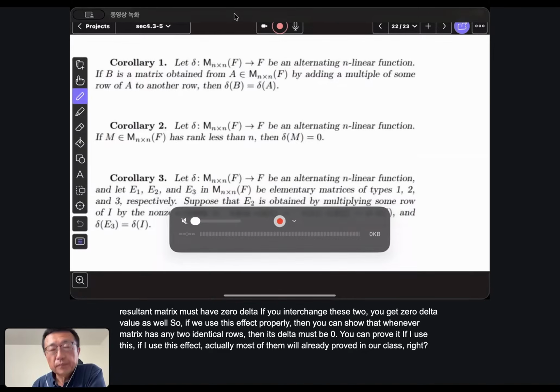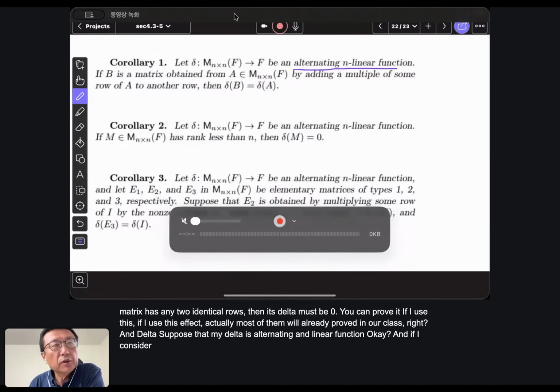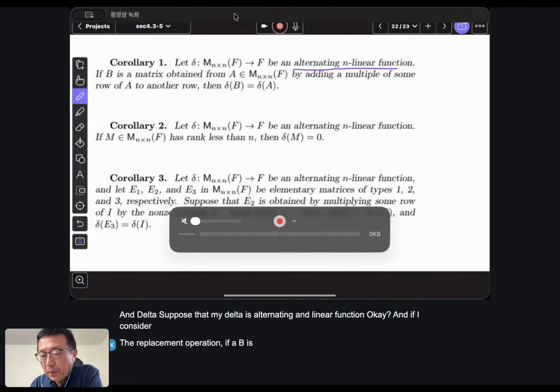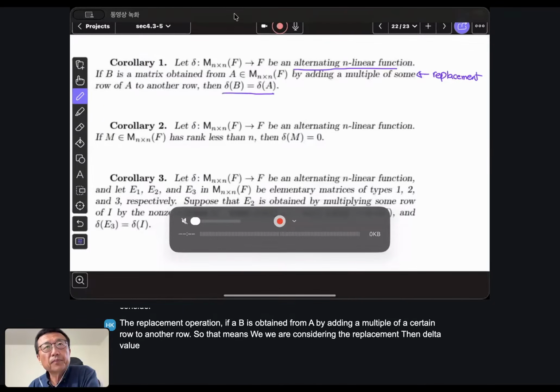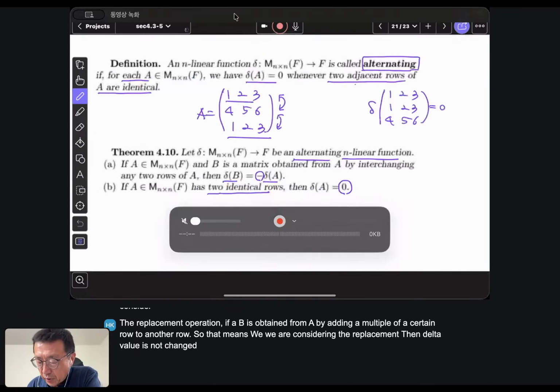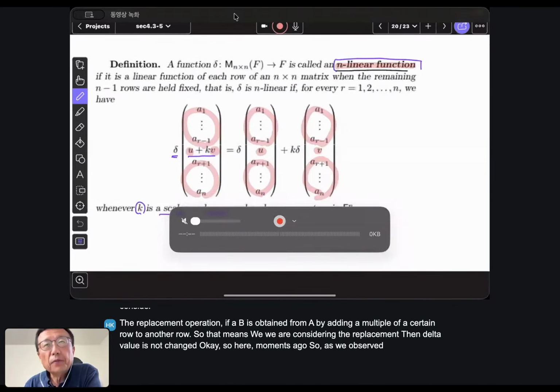And suppose that my delta is an alternating and linear function. Okay, and if I consider the replacement operation, if B is obtained from A by adding a multiple of a certain row to another row, so that means we are considering the replacement, then the delta value is not changed. Okay, so as we observed moments ago, this definition considers the case of scaling.